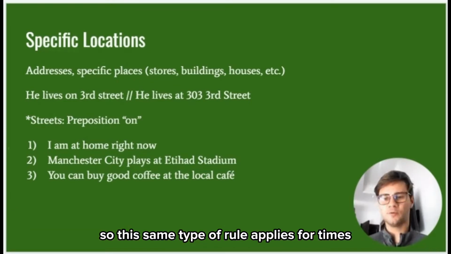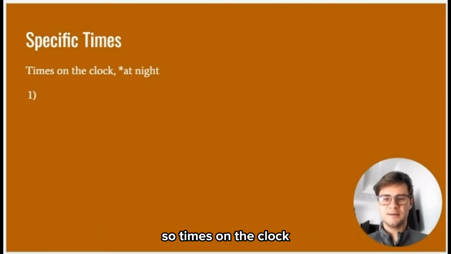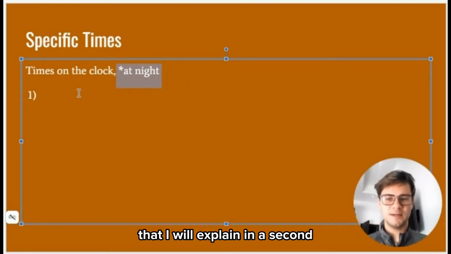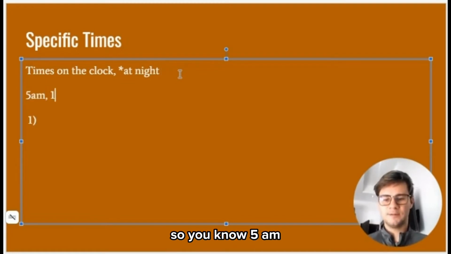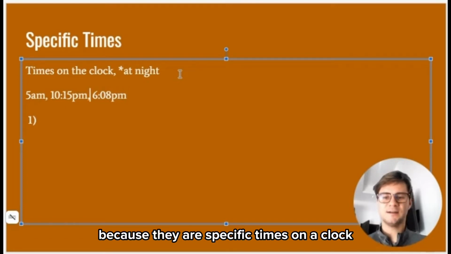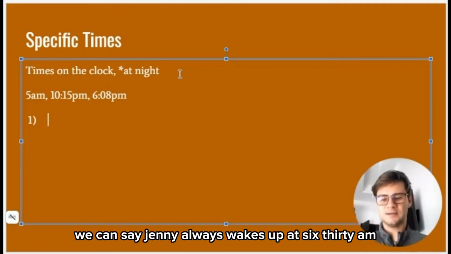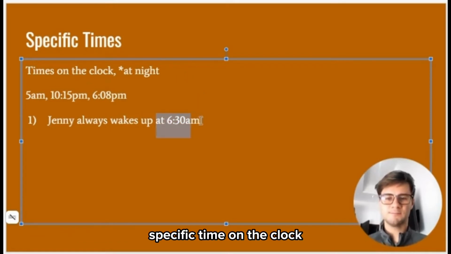So this same type of rule applies for times, specific times. So times on the clock, and we have an exception here that I will explain in a second. But the most important thing is times on the clock. So, 5 a.m., 10:15 p.m., and literally any number, 8 p.m., you're going to use at because they are specific times on a clock. So for example, we can say Jenny always wakes up at 6:30 a.m. Okay. So again, specific time on the clock, you can use at.